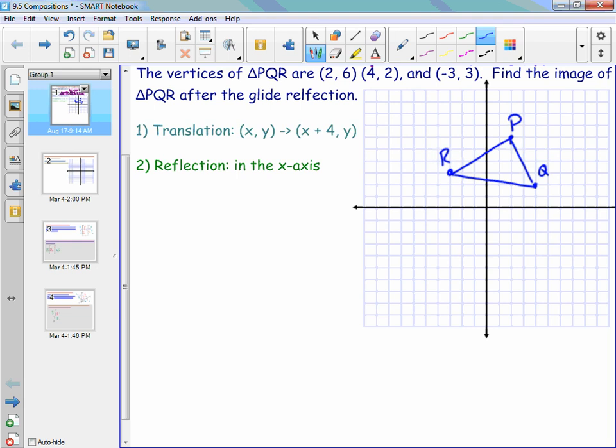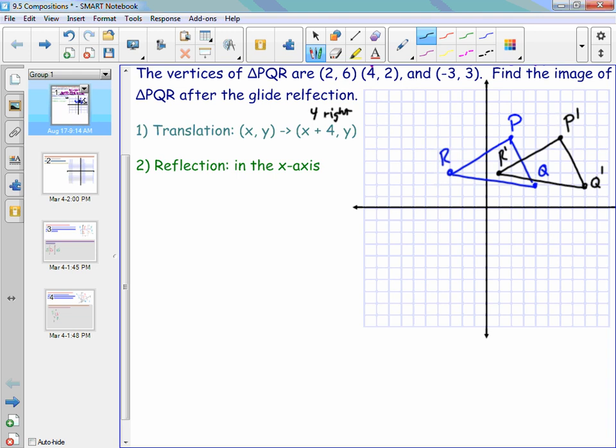So you have PQR. The first thing you're going to do is translate PQR using the mapping rule here. Again, this will be 4 right. Since it's y, we're adding 0, so there's no up or down movement. We're just going to count over each point and label them as the prime version. We now have P prime, Q prime, R prime after the first transformation, the translation.